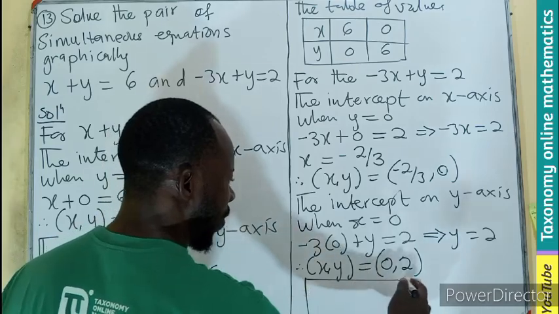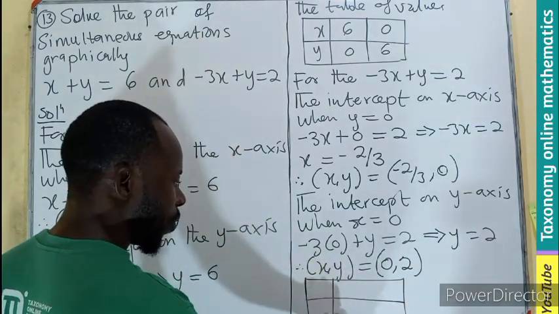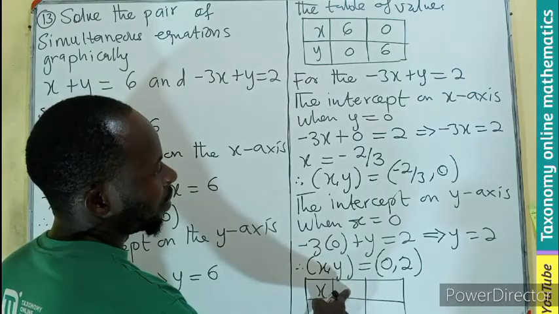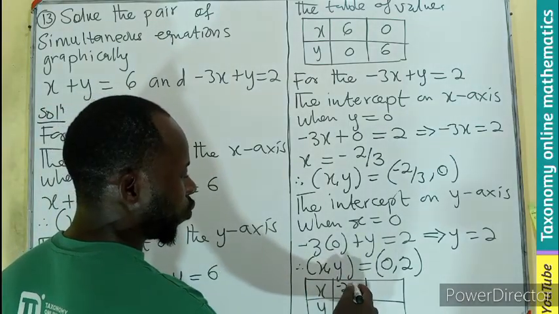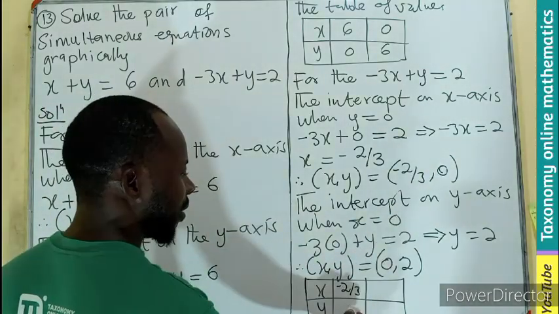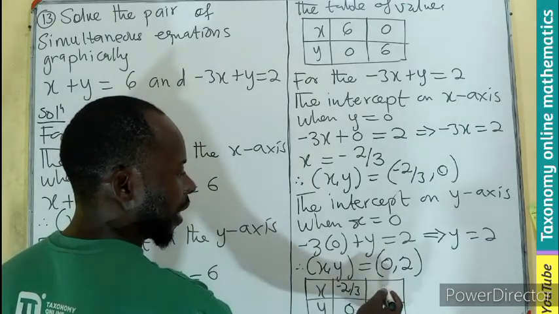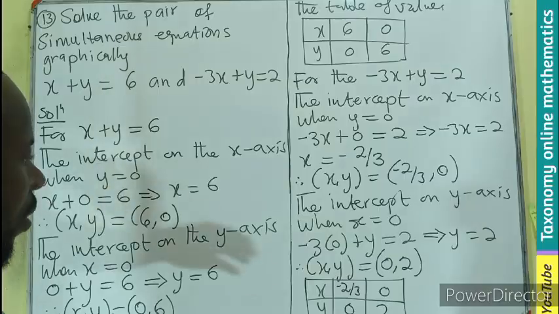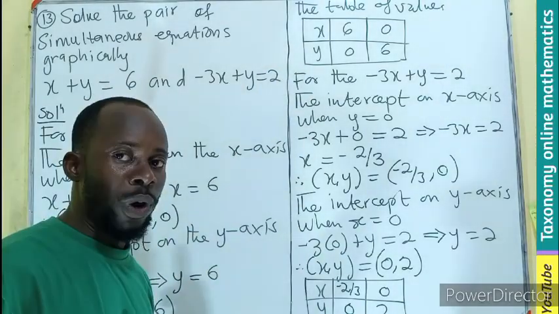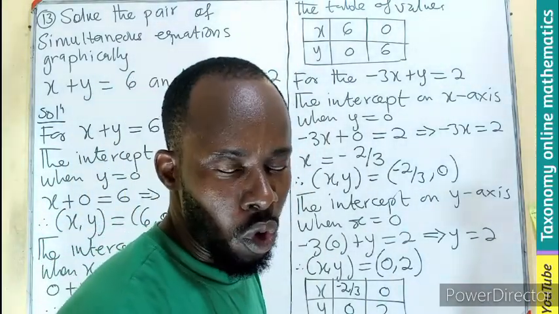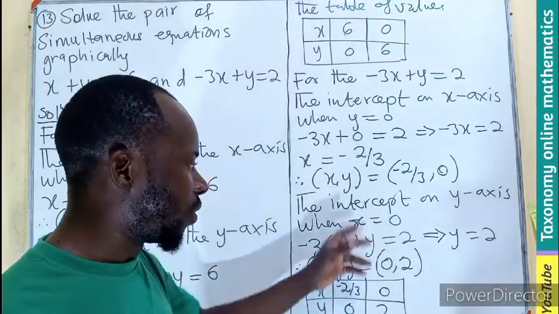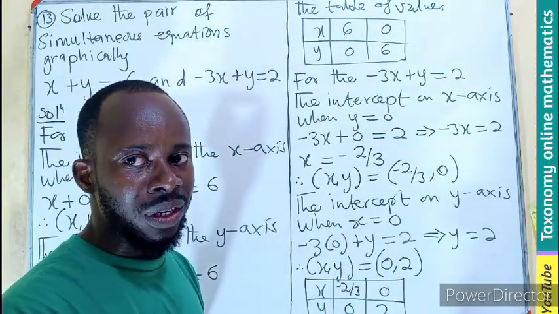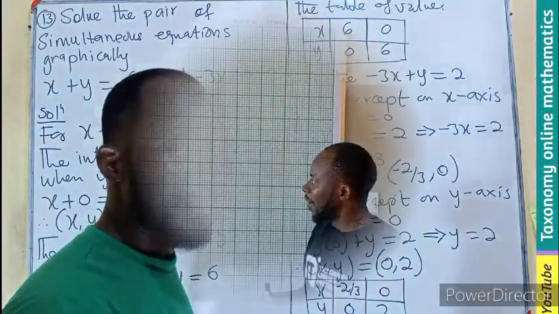So our table of values will be x, y. The first x point is -2 over 3, 0, then the second 0, 2. So these two tables are what you are going to use to plot on the graph. You are going to put these points and find the point of intersection as our solution. Let's see how we can do that.